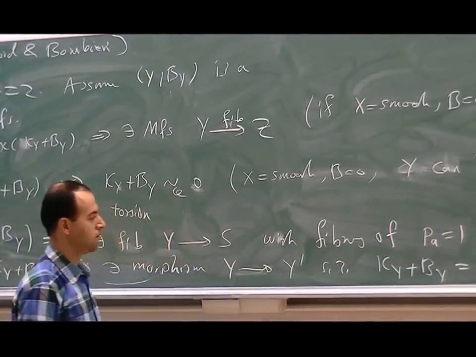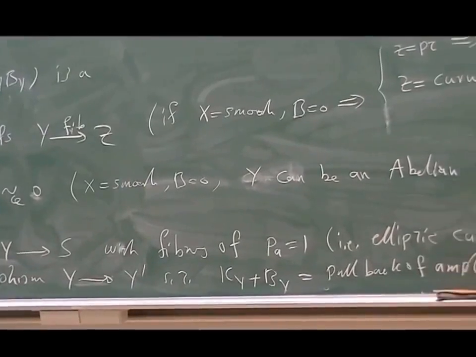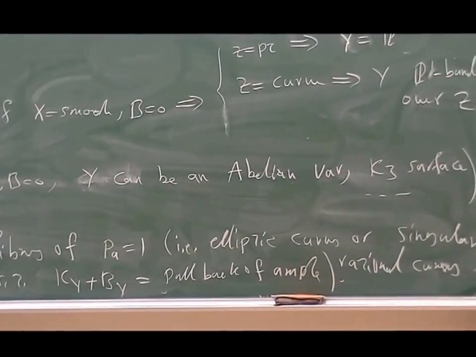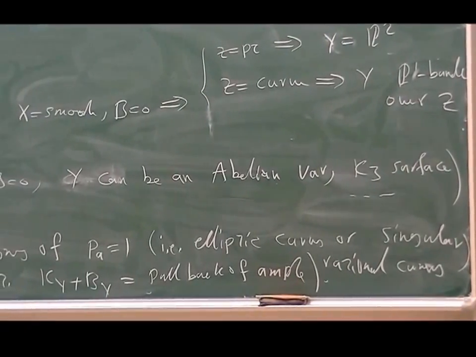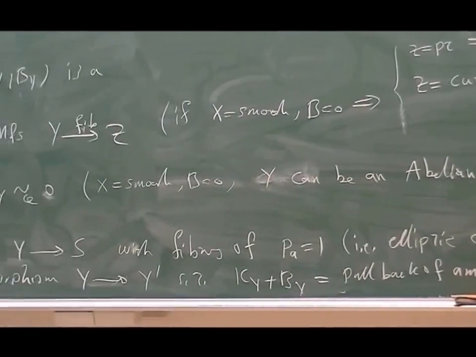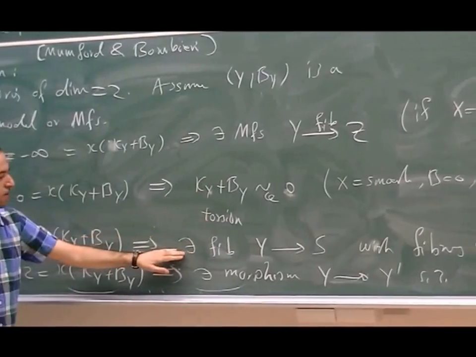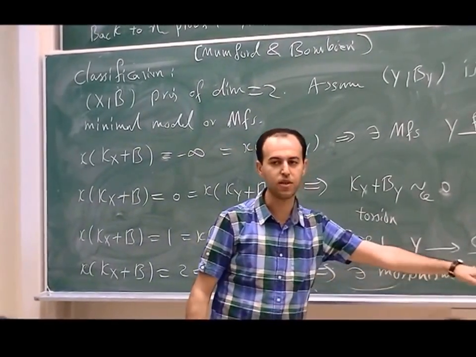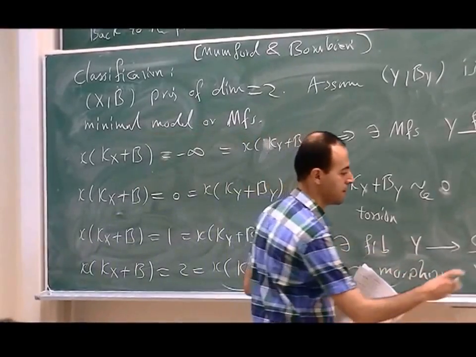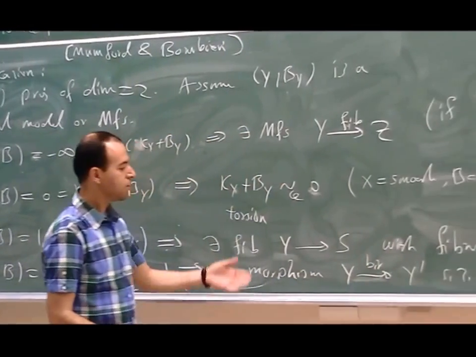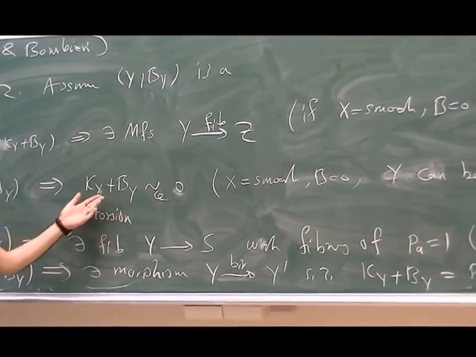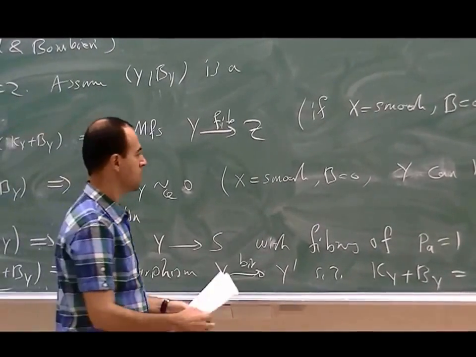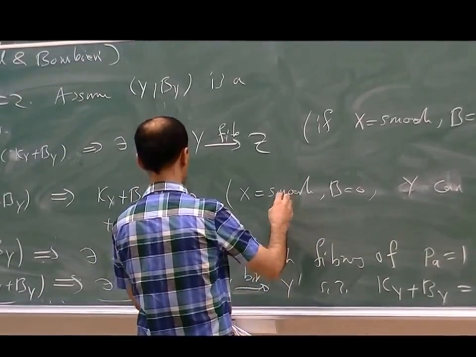So actually there is a very important statement hiding behind this: in these three cases, when K_Y plus B_Y has the positivity condition, here you have a torsion, here it actually defines a map up to some curve, here it defines a map up to another surface. This is birational. But this is just saying that K_Y plus B_Y is semi-ample itself. And this is the statement of the abundance theorem.